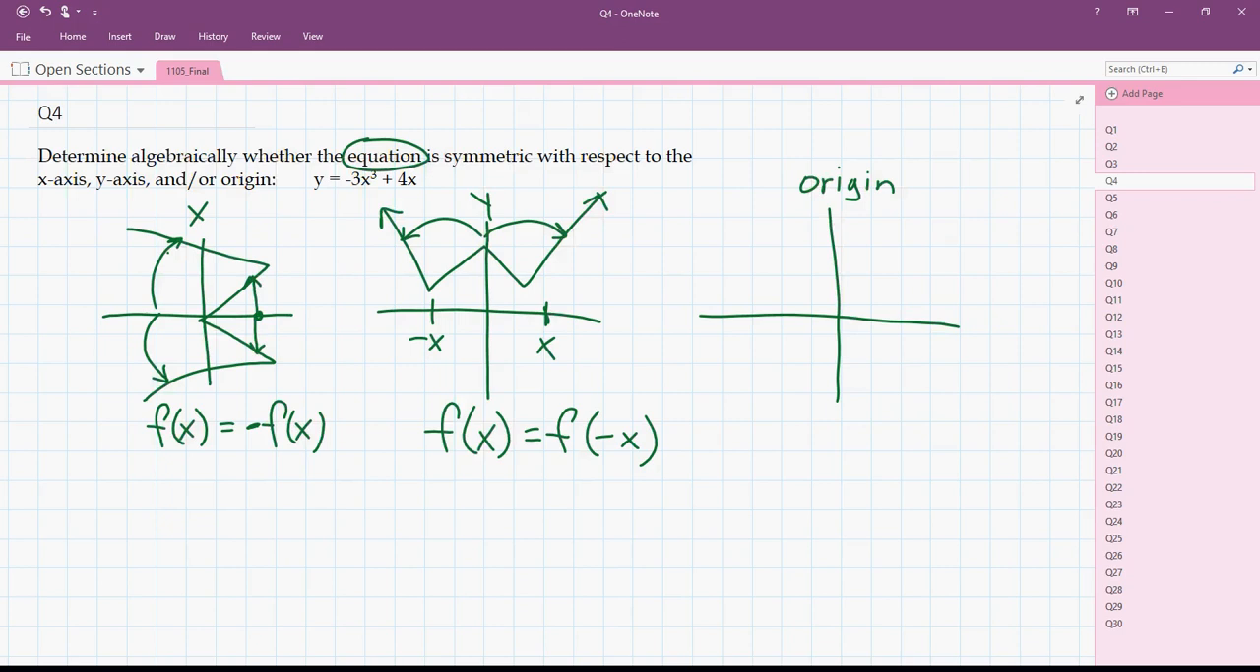So now we get to the last one, which is origin symmetric. So origin symmetric is a little bit tricky, but it's basically saying that we're not going to look just over the x-axis or the y-axis, but kind of through the origin. And a classic example for origin symmetry is x cubed. Because x cubed does something that looks like this.